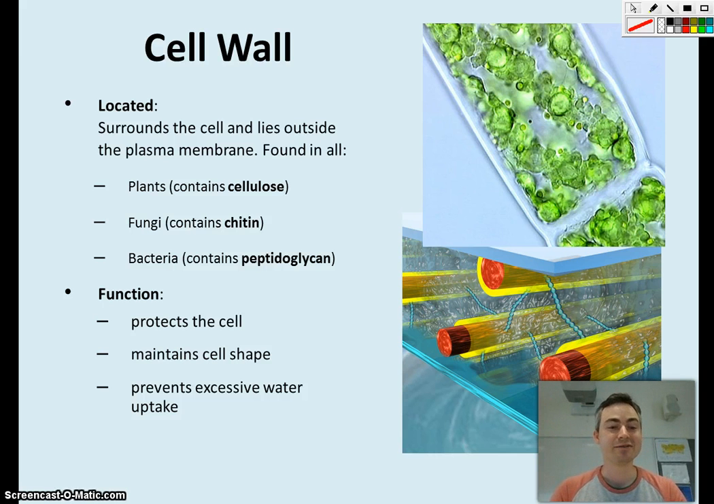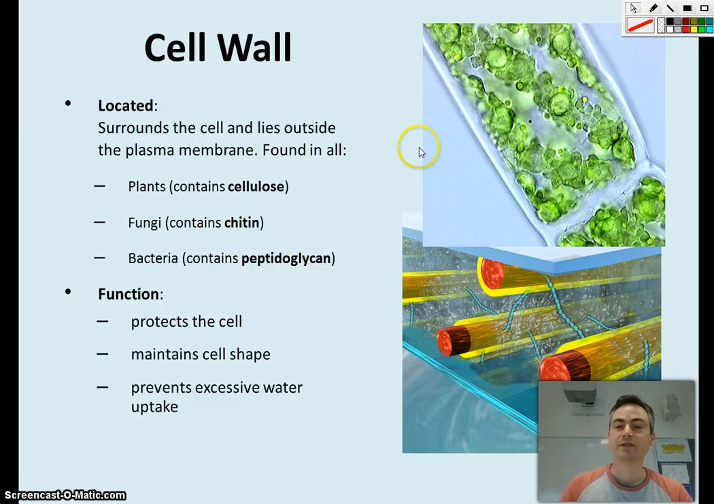But fungi and bacteria also have cell walls. They contain different things. As you can see, a fungi cell wall contains a substance called chitin, and a bacterial cell wall contains a whole bunch of things, particularly something called peptidoglycan.